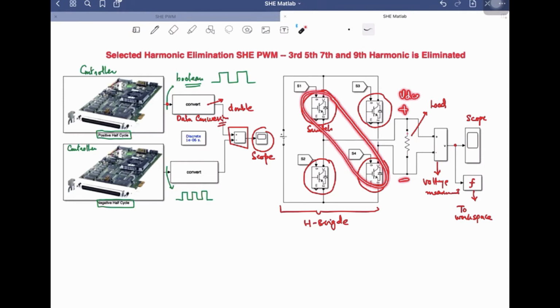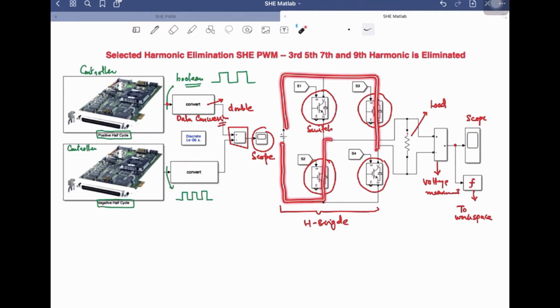Now if I turn on the opposite switches, these ones over here, what will I get across the load? That will be minus VDC. Why minus VDC? Because now the polarity across the load will be reversed. Now it will be connected with the negative terminal of the source, and this point will be connected with the positive terminal of the source. So the load voltage polarity is opposite if you turn on these switches with respect to these two switches.